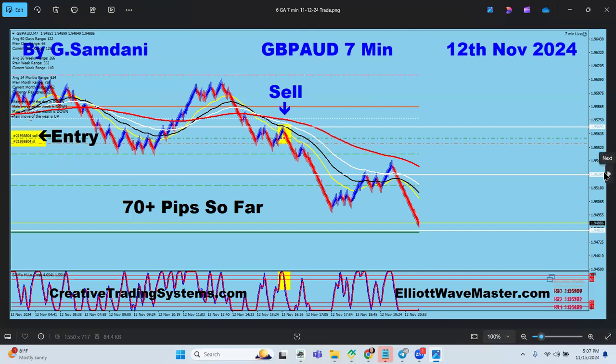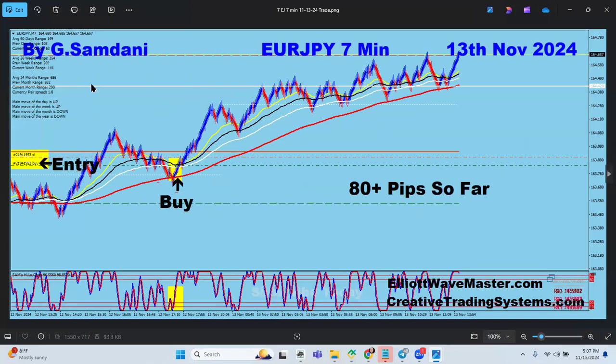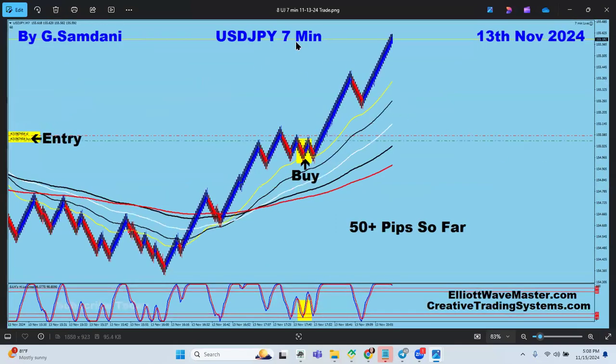Each pair has a different daily range, by the way. This is Euro Yen. You can see the daily range of this one is 149, big one, huh? That's why. So I got this entry here, and I closed too early though, but that's okay. 80 pips. UJ again on the 13th going to the upside from 7-minute chart.